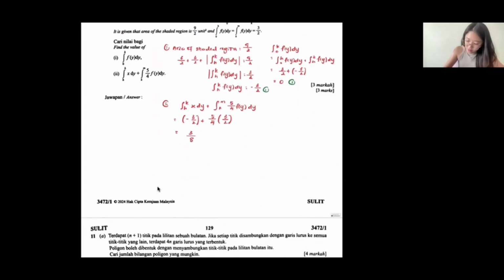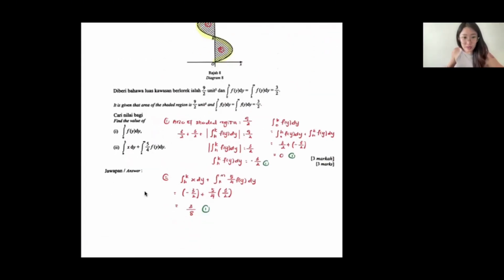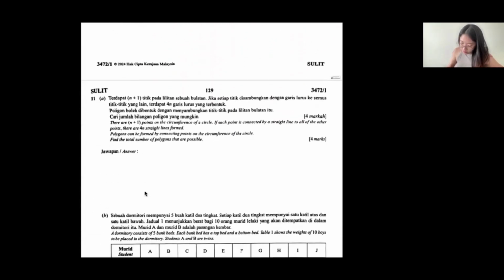Okay, so marks will be given 1 mark here. All right, not so difficult for this question. Just be careful with the negative region. All right, this one. Okay, then how about the next question?